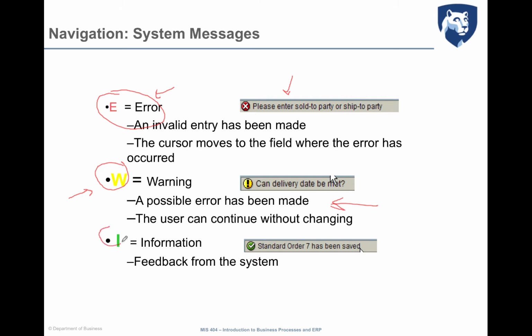Instead, what you should like is the I in green, which is information, which just gives you some feedback on the system and says that all is okay and you can go on without any problem, or what you asked the system has been correctly executed, like just saving the action that you did before.